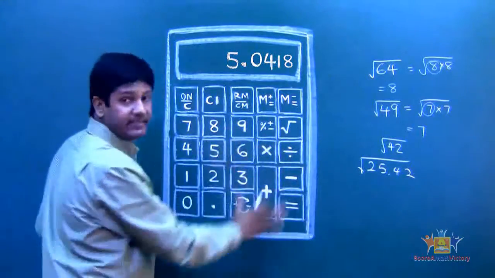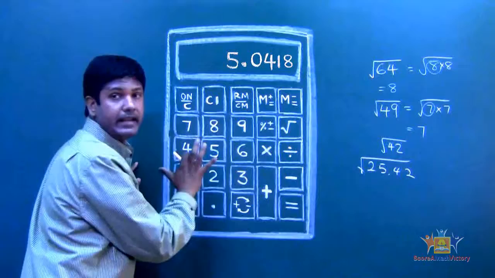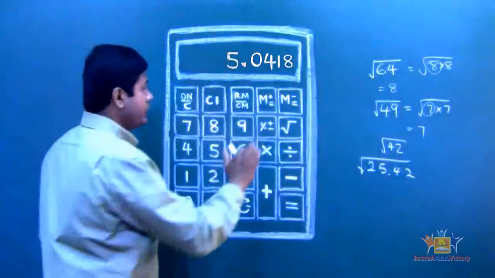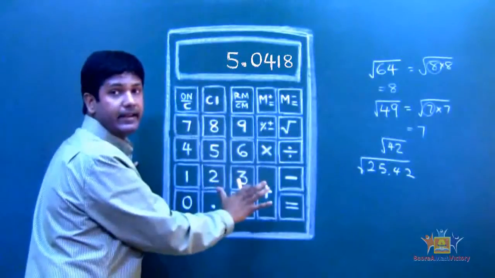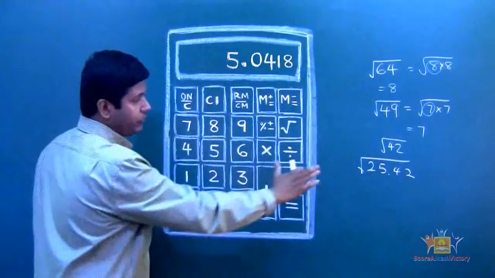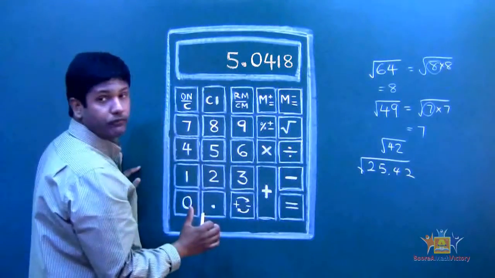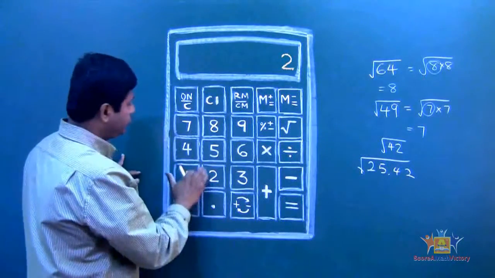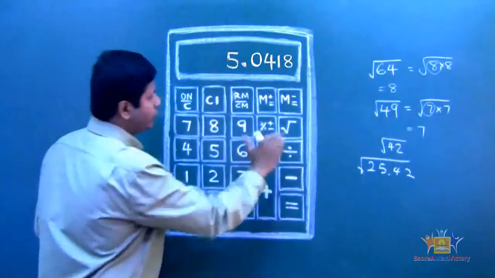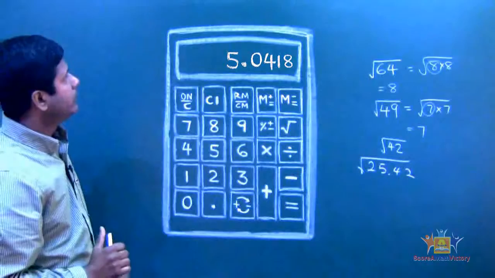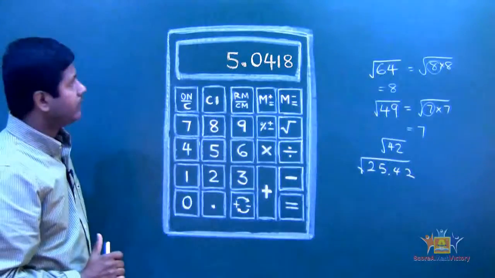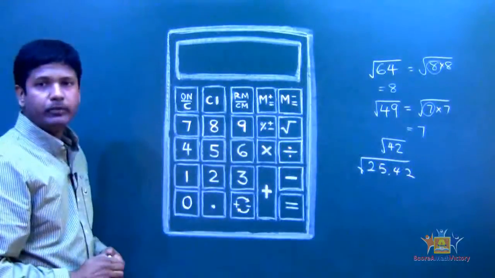Now, this is for the basic calculator. You have to put the number first and then square root. With a scientific calculator, you press the square root first and then the number. But let's learn how to use the basic calculator. Again, to find the square root of 25.42, you press 25.42 and then square root, and it came to 5.0418. See that? Okay, good.